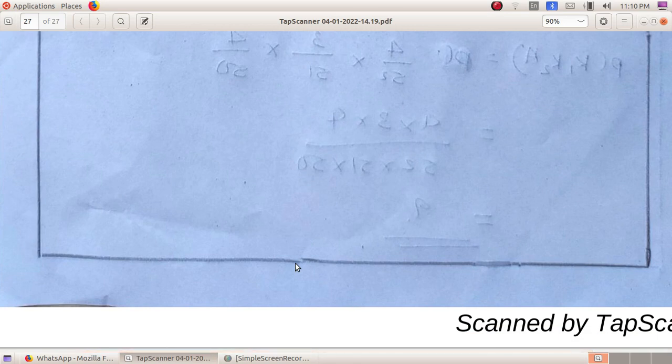So that is all about this chapter and this part. Okay, thank you.